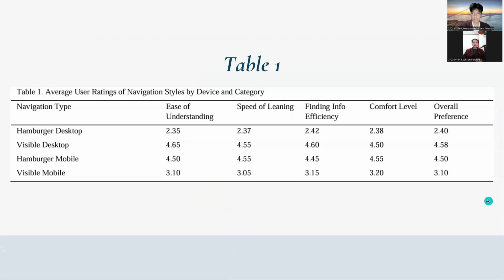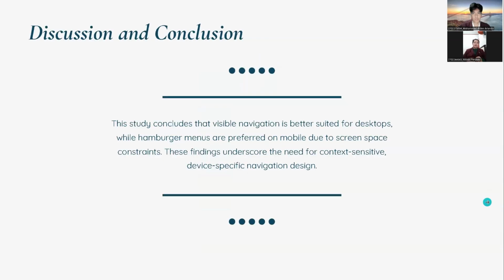And then finally, for our conclusion, we have found in this study that user preferences for navigation styles are strongly influenced by the type of device they use. Desktop users consistently prefer visible navigation, which received higher ratings for usability, efficiency, and overall satisfaction. This is largely due to the ample screen space on desktop, allowing navigation elements to remain visible without compromising content.